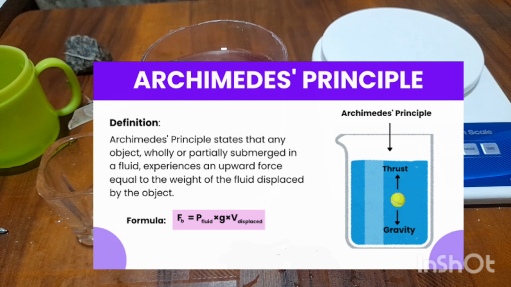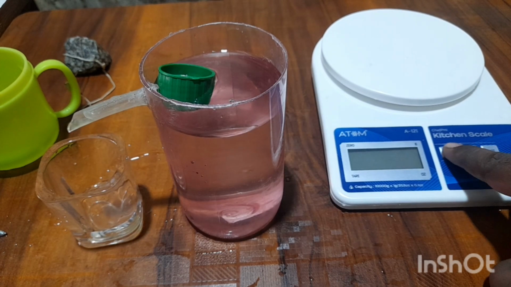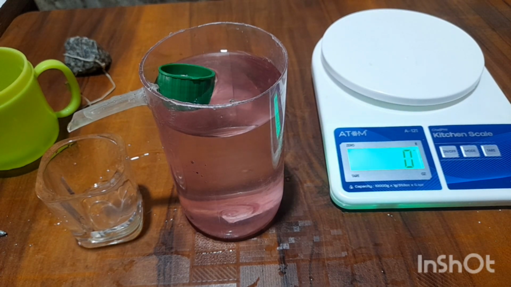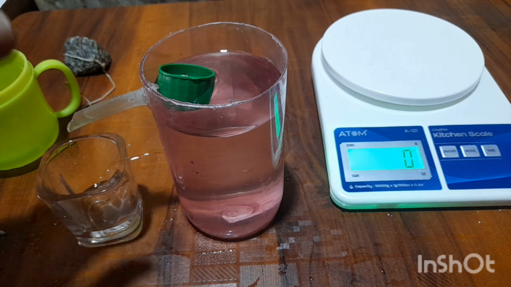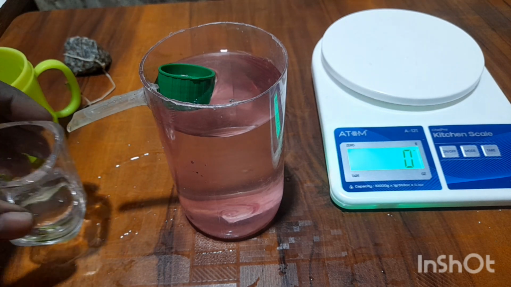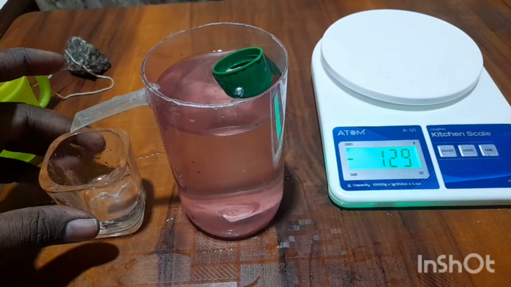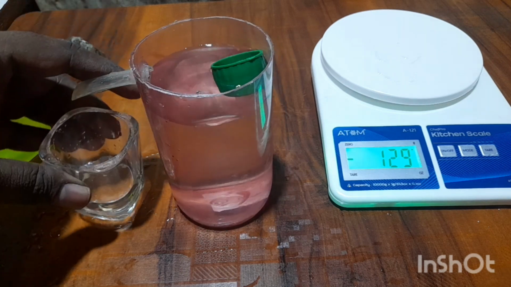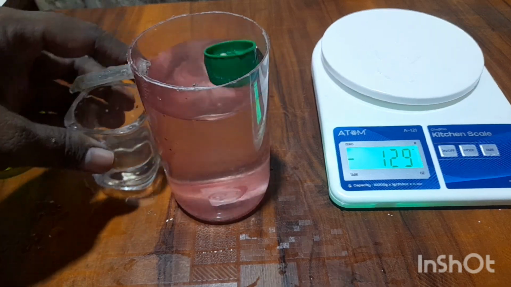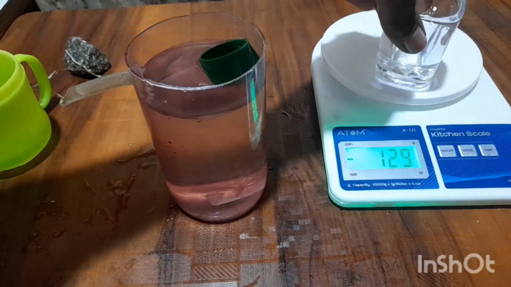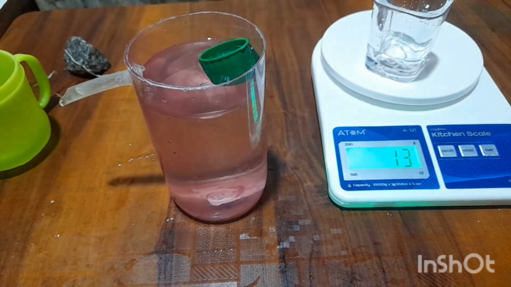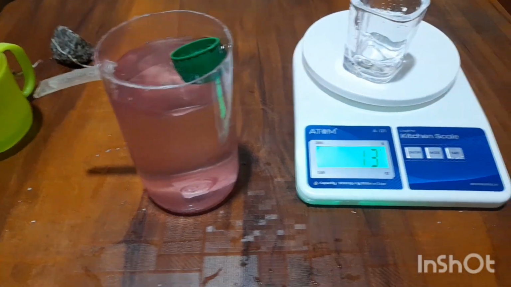To measure the buoyant force acting on the cap, we are going to measure the weight of the liquid displaced by the cap. Now you are able to see. Now we measure the weight of the liquid displaced by this cap. You can find the value as 13 grams.